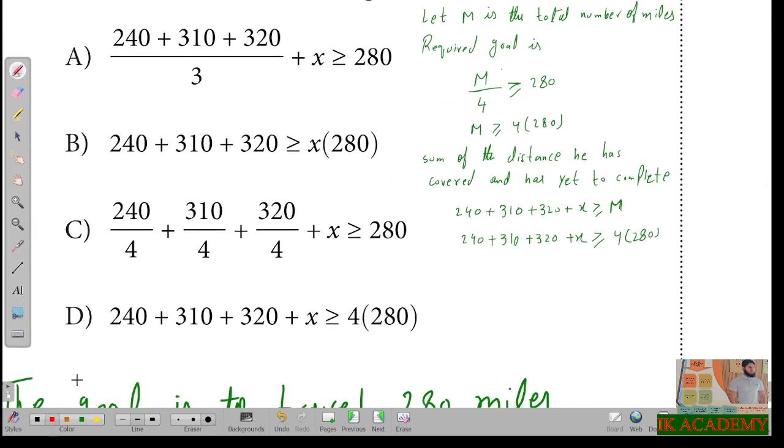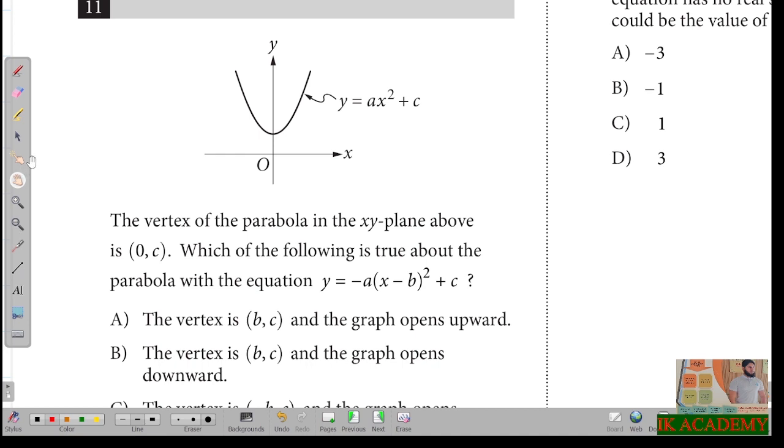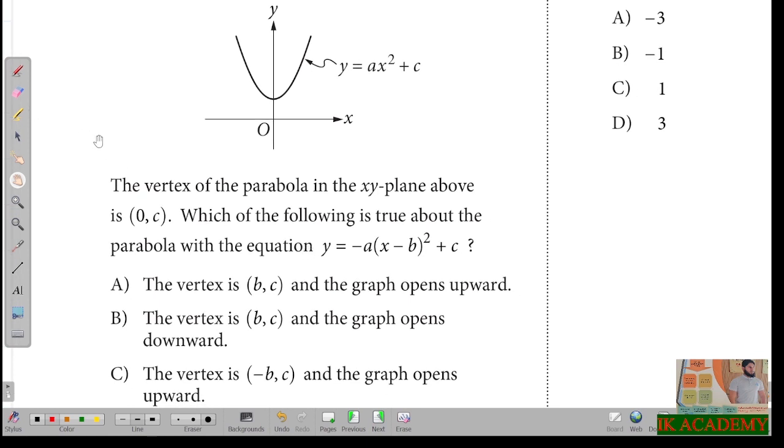D. We can see a parabola opening upward. The equation of the parabola is y is equal to ax squared plus c, which is opening upward, and its vertex is on this point. So let's read the question. The question is, the vertex of the parabola in the xy plane above is (0, c). So x is 0 and y is equal to c. The y-intercept is c. We can also see from the equation, if we put x is equal to 0, we will get c as the y-intercept.